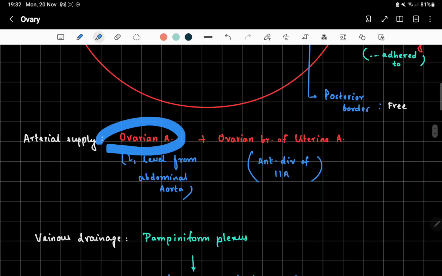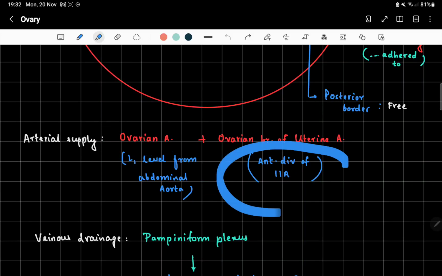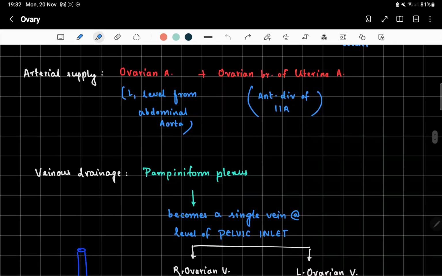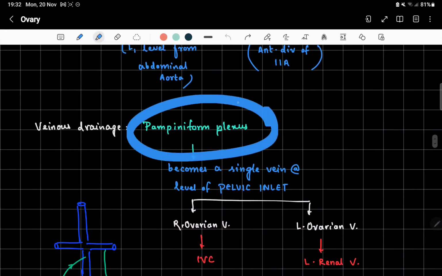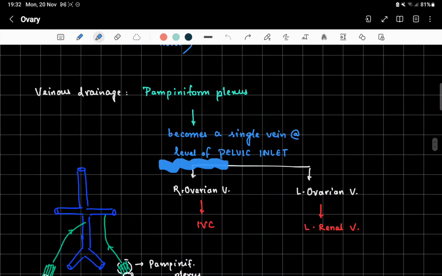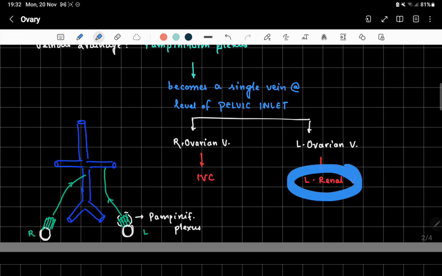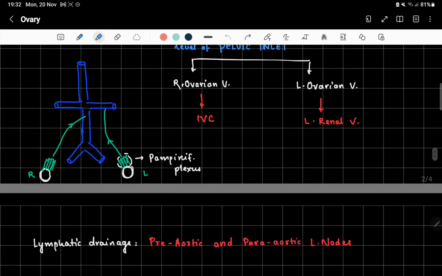Arterial supply, we have the ovarian artery from the abdominal aorta at L1 level, and the ovarian branch of the uterine artery, which is formed from the anterior division of the internal iliac artery. Venous drainage is via the pampiniform plexus, which becomes a single vein at the level of the pelvic inlet, the right ovarian vein and the left ovarian vein. Right ovarian vein drains into the IVC, and left ovarian vein drains into the left renal vein.